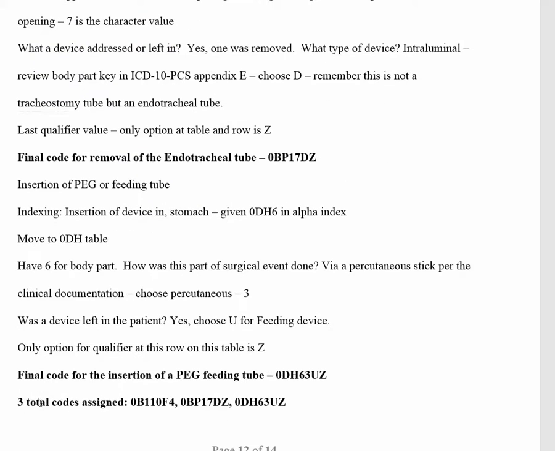Then finally, we have to code the insertion of the PEG tube or the feeding tube. Indexing pathways, insertion of device in stomach. We're given 0DH6. You move to the 0DH table. We have the body part value of 6.